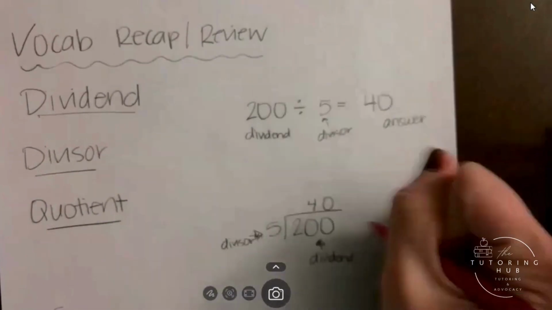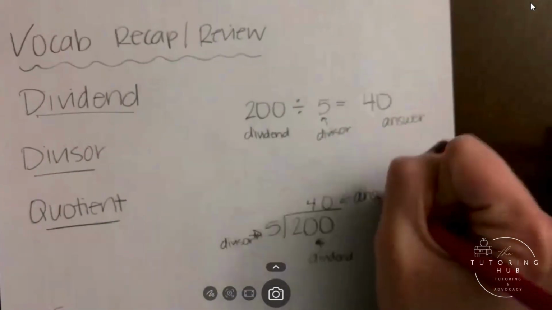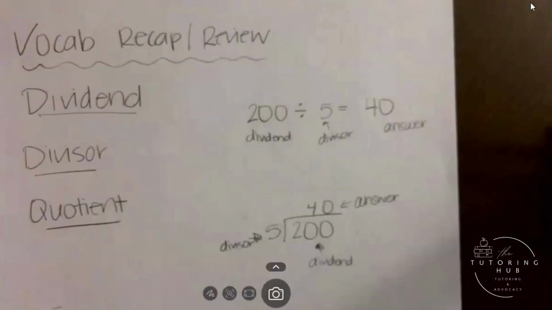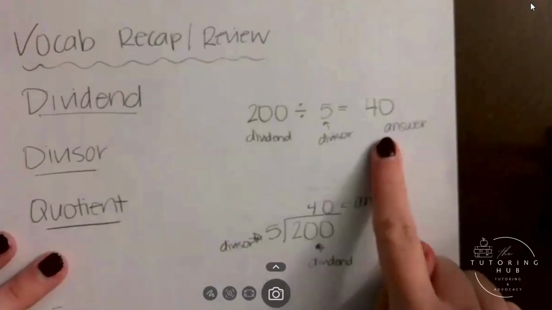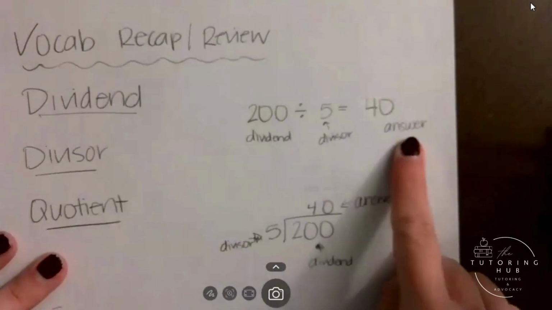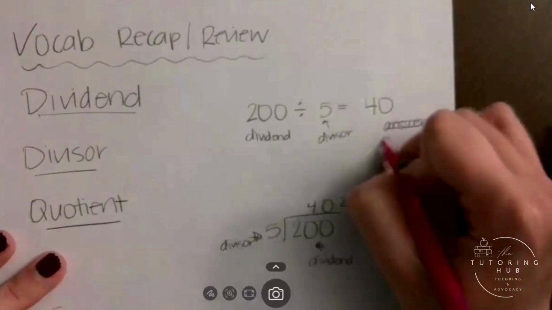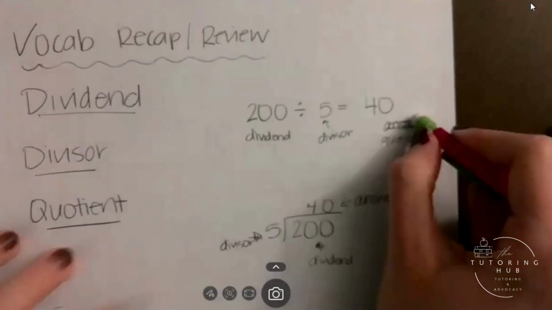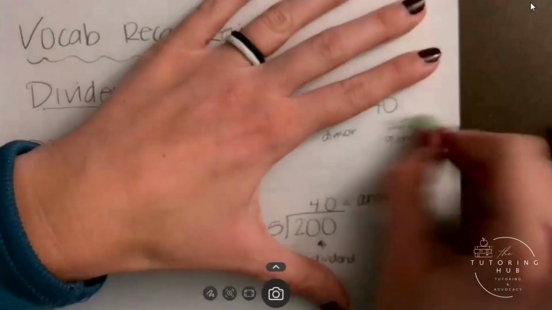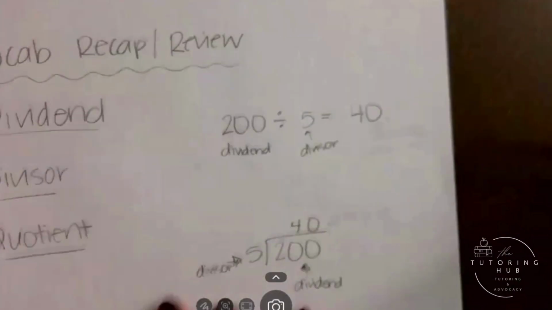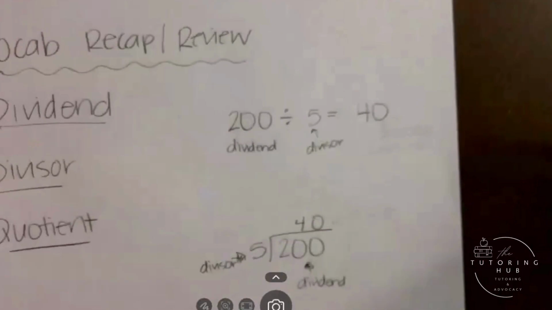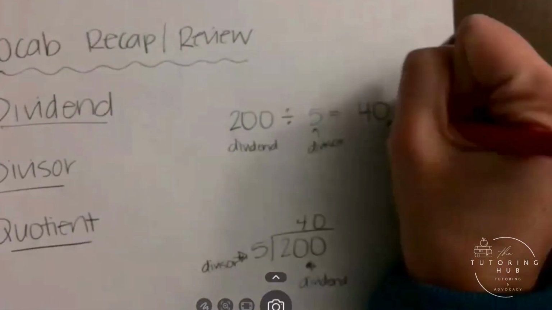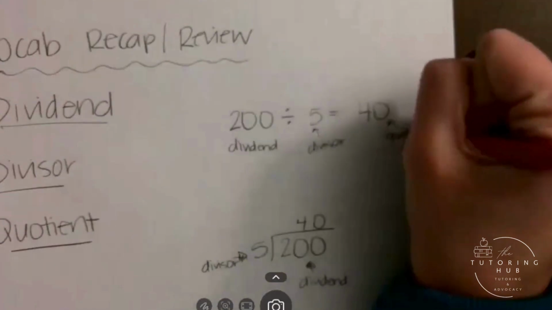So as you can see, in a division problem, the ending is the quotient, okay? So I put answer. Let's scratch that. Quotient, okay? So we're using our proper math vocabulary, okay? Lastly, for our vocabulary review, we're going to talk about the quotient. And this one is easy. It's the answer to a division problem. So our answer is 40, so that is the quotient.